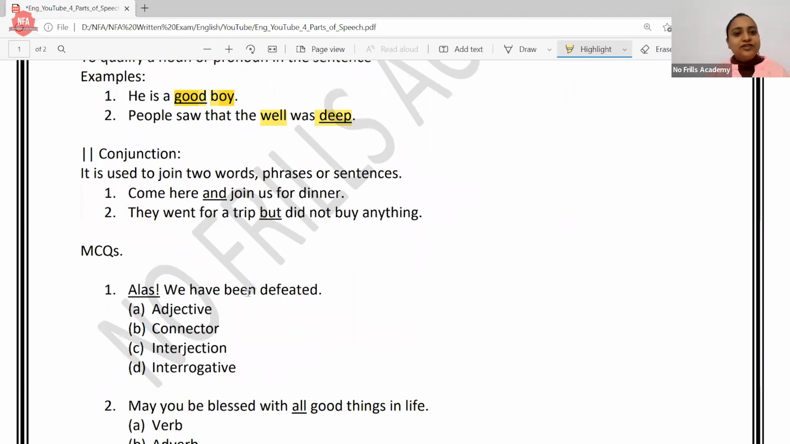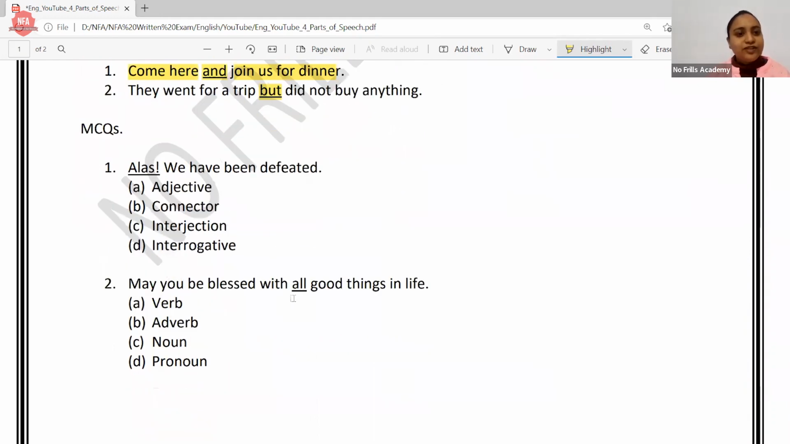Next, conjunction. It is used to join two words, phrases, or sentences. Come here and join us for dinner. Come here is an independent statement. Join us for dinner is an independent statement, and it is joined by and. And is a conjunction. They went for a trip but did not buy anything. But is a conjunction.